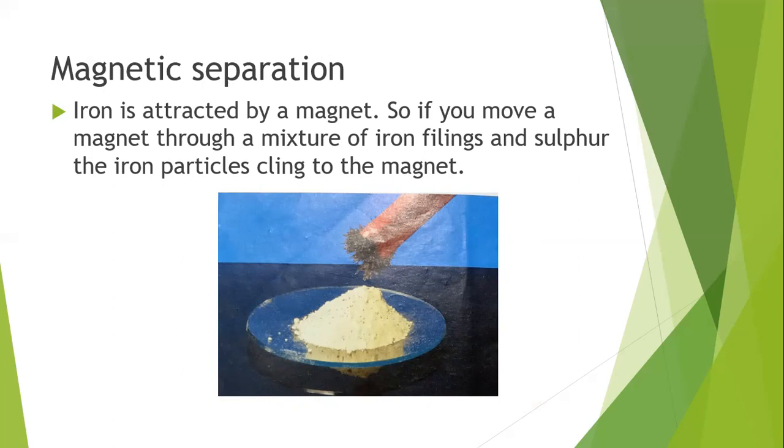For example, huge electromagnets are used to pick up scrap iron from scrap yards. These magnets are switched on or off by electric current.